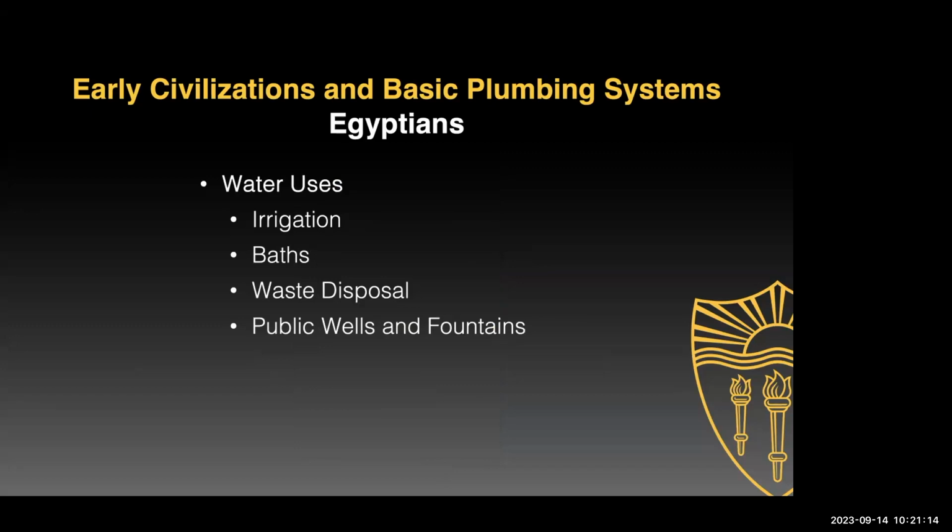They also used it for waste disposal. They used underground drains to channel wastewater away from the populated areas. And lastly, they had a lot of public wells and fountains, and it was a way how they provided accessible water for the population. So these are just examples of how water was being used in Egypt back then.